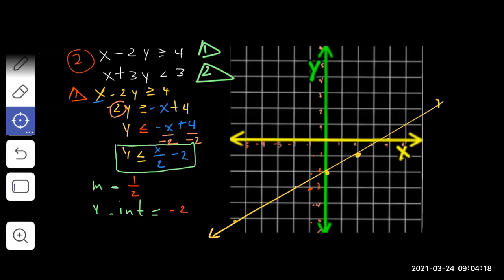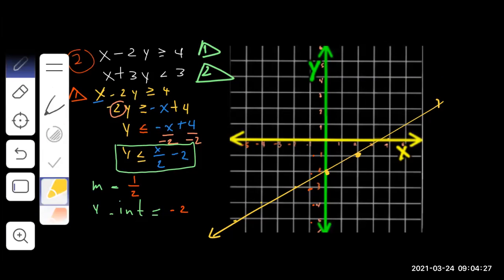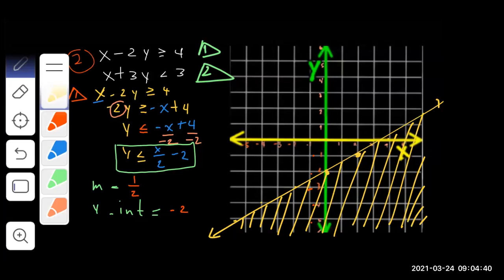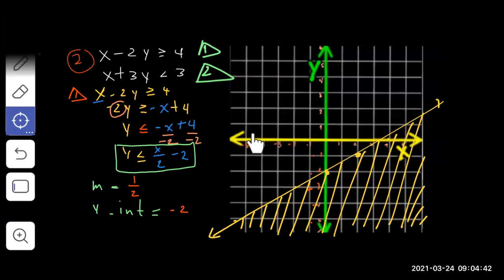Then I need to determine the solution. Let's look at the sign again. Less than means down. When it is less, it's down. Okay, all of this part will be my solution. That's the solution for the first inequality.